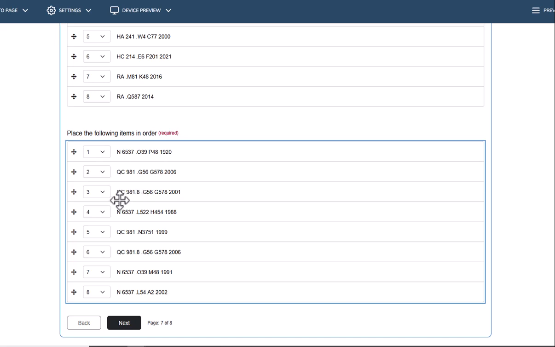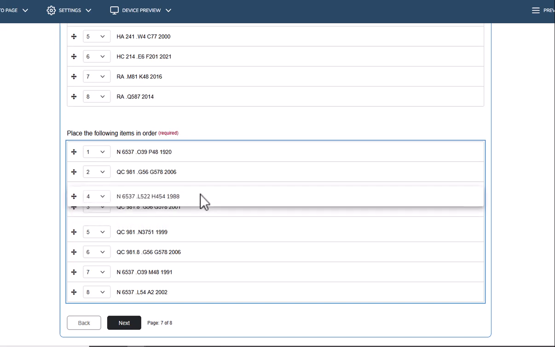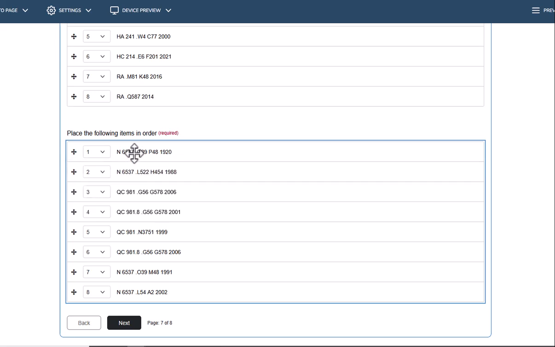Now we're moving down, QC or N, which comes first? We've already discussed N is first in the alphabet. Okay, which one of these comes first? We have N6537 and 6537, the same so far. And then we have point O and we have point L. Well, I guess we got to move this all the way up to the top.